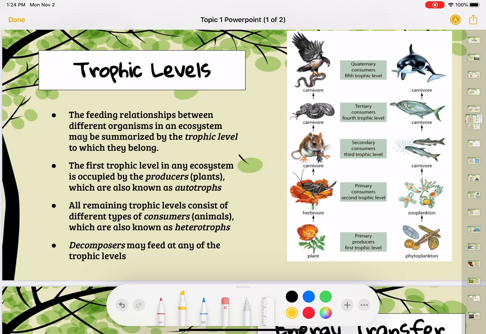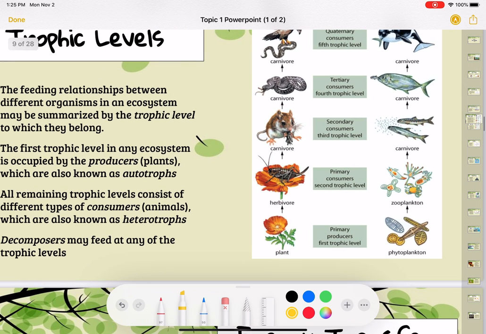So inside of a food web, or inside of a community or an ecosystem, we have different levels in our food chains. And these are known as trophic levels. The feeding relationship between different organisms in an ecosystem may be summarized by the trophic levels to which they belong. The first trophic level in any ecosystem is occupied by the producers. These are the plants, which are also known as autotrophs. So what this all means here is at the very bottom of our food chain, we've got plants.